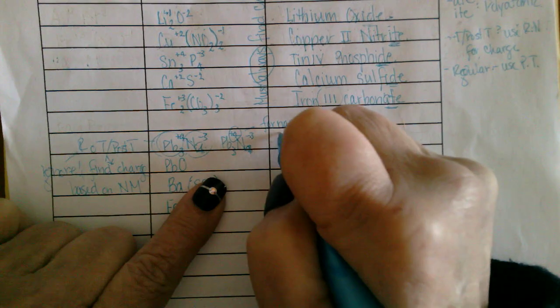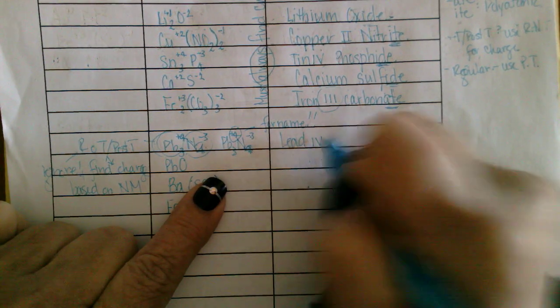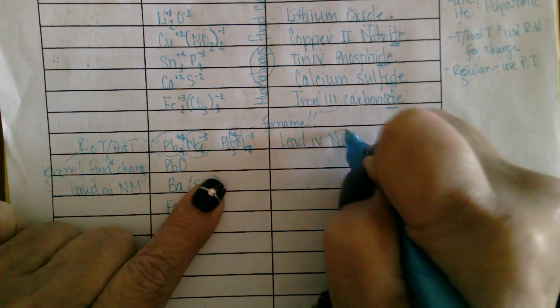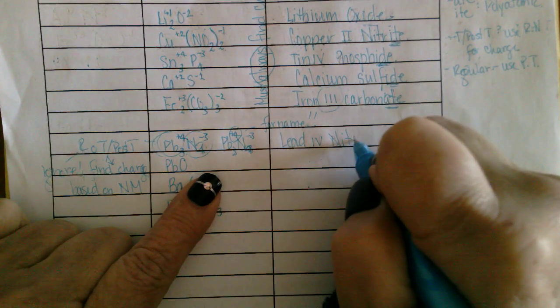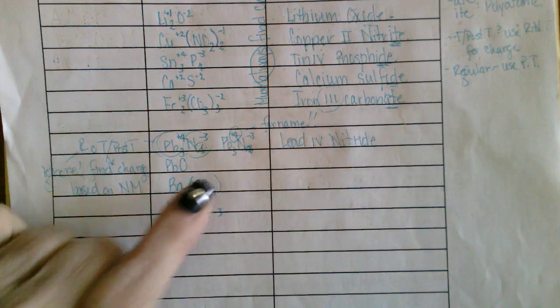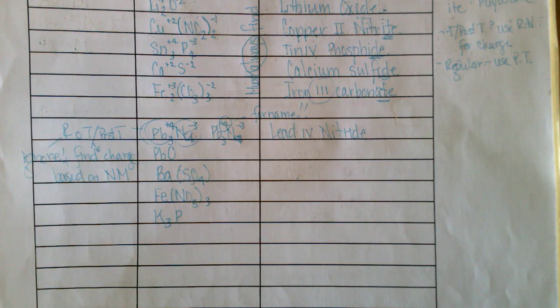So this would be Pb is lead. So it would be lead 4, one capital letter, 2 capital letters, nitride. Nitride. And this is going to be exactly the same as up here where I go for that information.